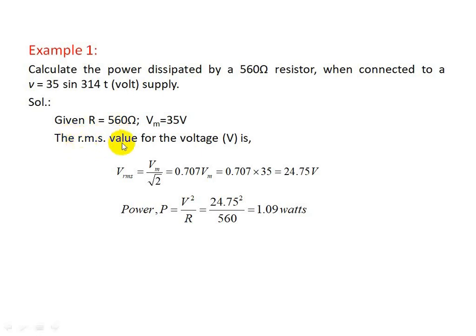The RMS value of voltage V is... you know the relationship between Vrms and V maximum for a sine wave. It is Vrms equal to Vm by root 2. This can be written as 0.707 Vm. So substitute Vm and get the value of Vrms. Similarly, the equation of power is V square by R. Since the voltage is known, we can use this formula V square by R. Substitute the values, we get power as 1.09 watts. The unit of power is watts.